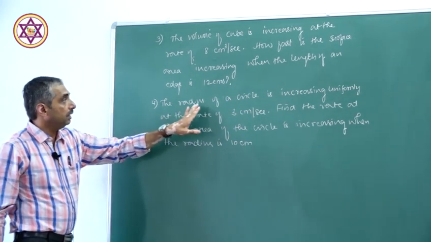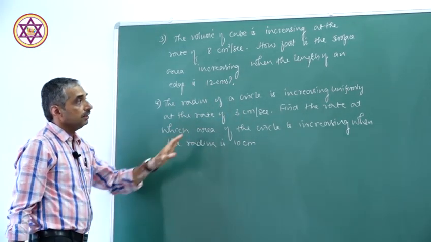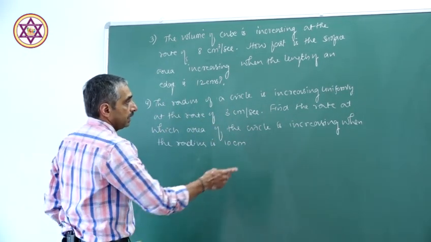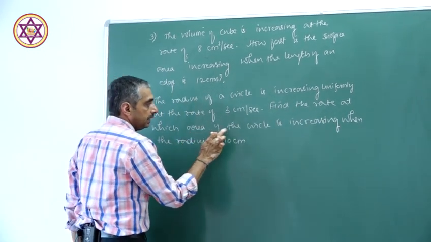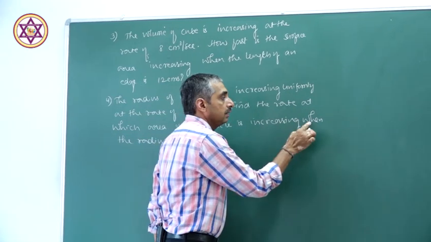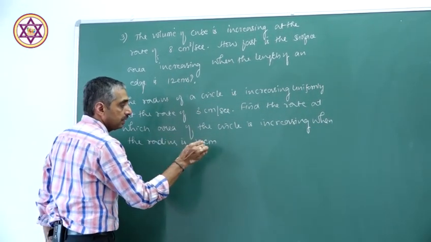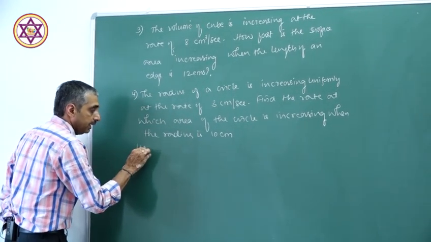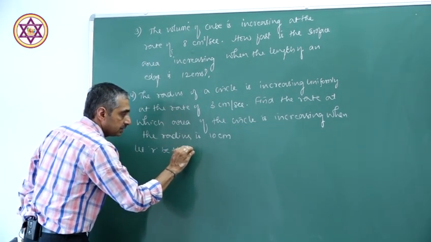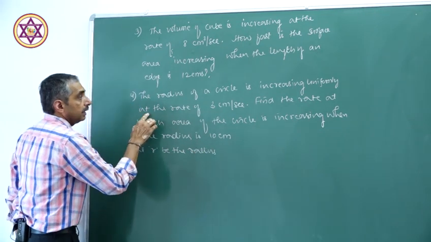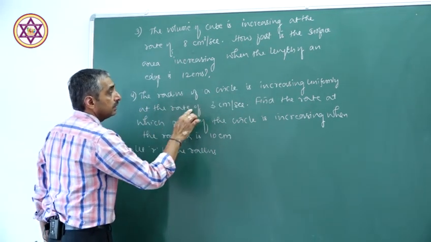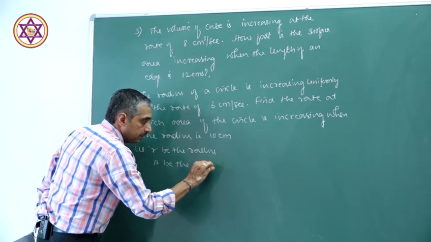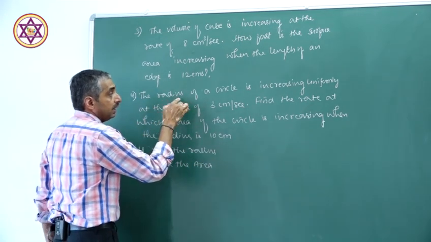The next one: the radius of a circle is increasing uniformly at the rate of 3 centimeter per second. Find the rate at which the area of the circle is increasing when the radius is 10 centimeter. Let r be the radius, and let A be the area.